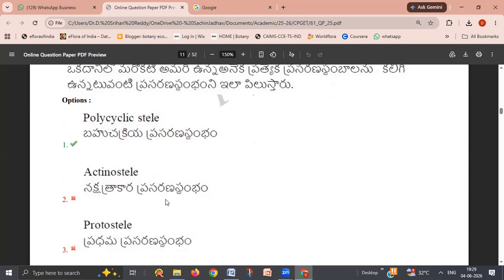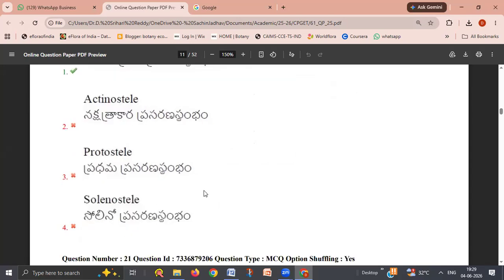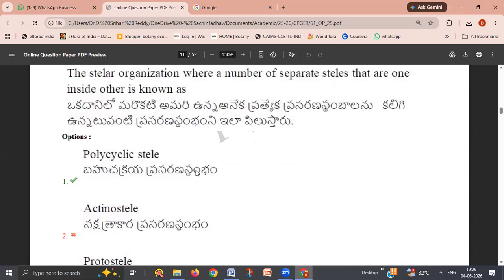Okay, actinostele, protostele, siphonostele, and polycyclic stele. The stelar organization is where a number of separate steles are arranged one inside the other, in different rings. Usually we observe a single ring, for example, eustele. You find eustele in the dicot stem, where all the vascular bundles are arranged in a single ring.